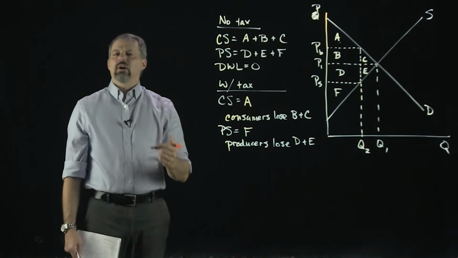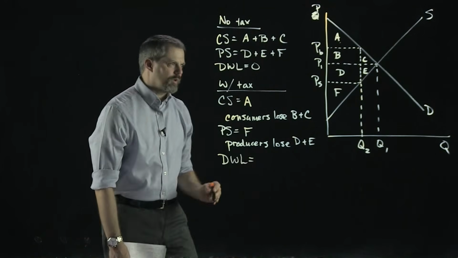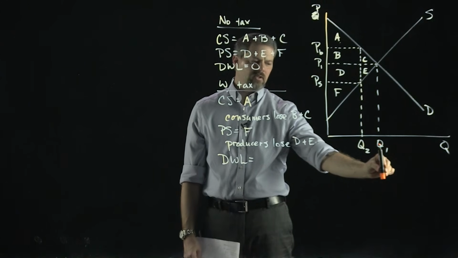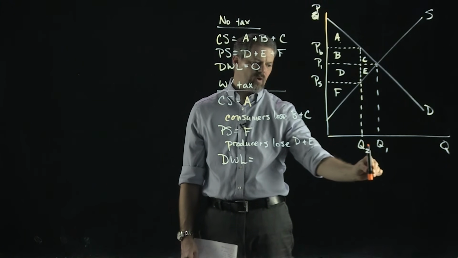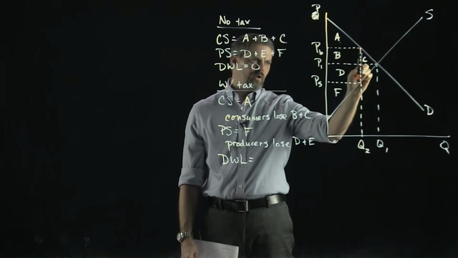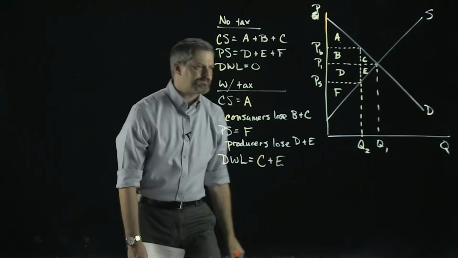Let's think about the deadweight loss of the tax. Remember that with no tax, the free market quantity would be Q1. The tax causes a decrease in economic activity, so quantity falls to Q2, and we lose this chunk of total surplus. C plus E is the deadweight loss.